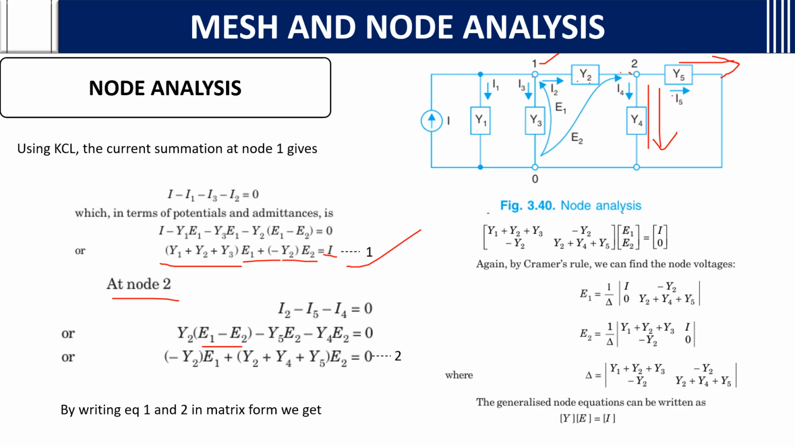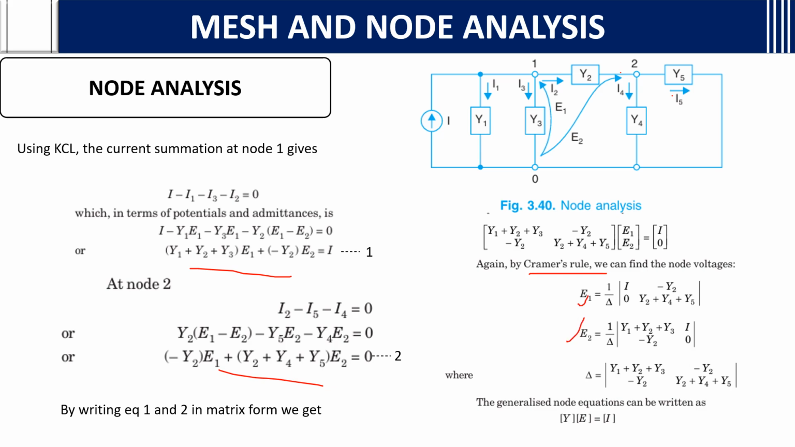After rearranging, we get the second node equation, that is minus Y2 into E1 plus Y2 plus Y4 plus Y5 into E2 equals 0. These two equations we can write in matrix form. Same as in mesh analysis, where we used Cramer's rule to find I1 and I2, here we can use Cramer's rule and find E1 and E2.